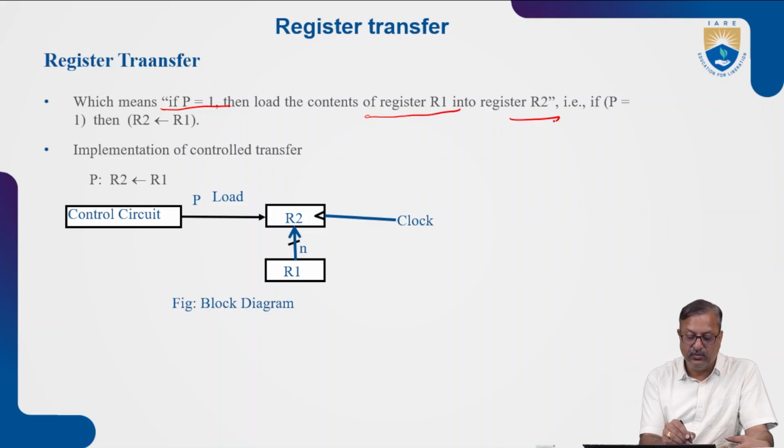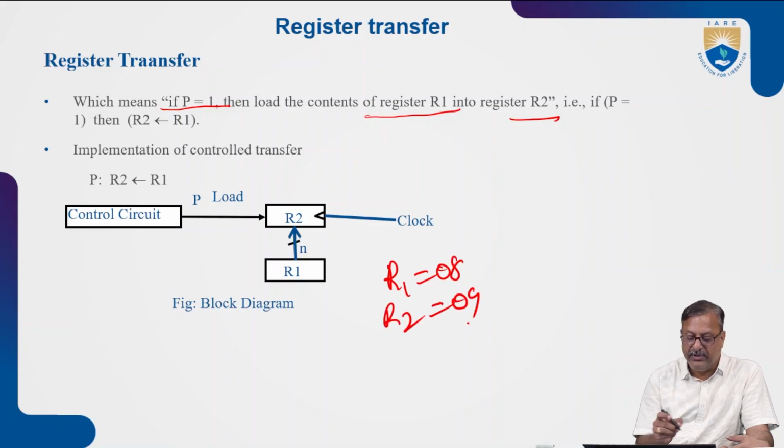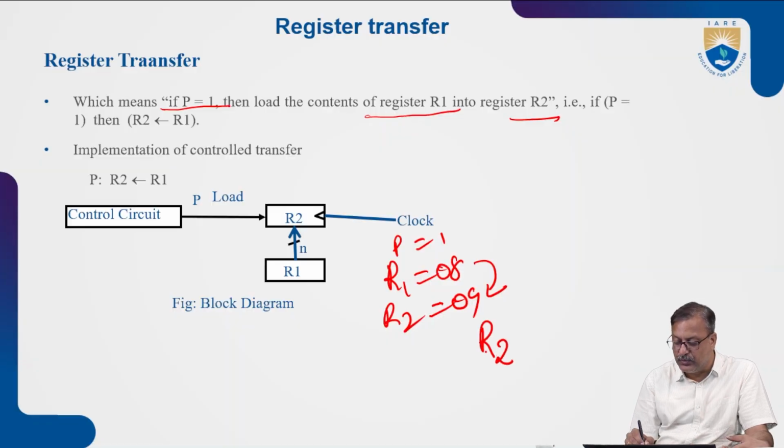P is equal to 1, then the R1 value, as just shown previously, R1 is equal to 0.8, R2 is equal to 0.9. Now P is equal to 1. What happens? The value of R1 we have to move into R2. In the right to left representation, R1 is pointing to R2.